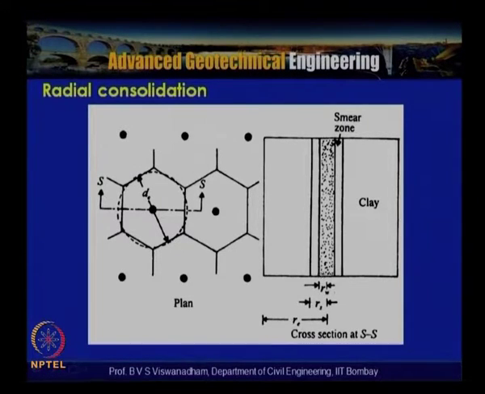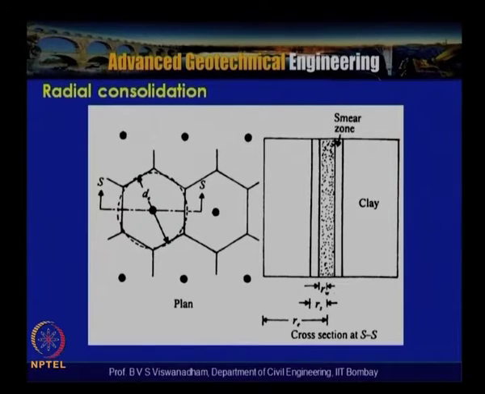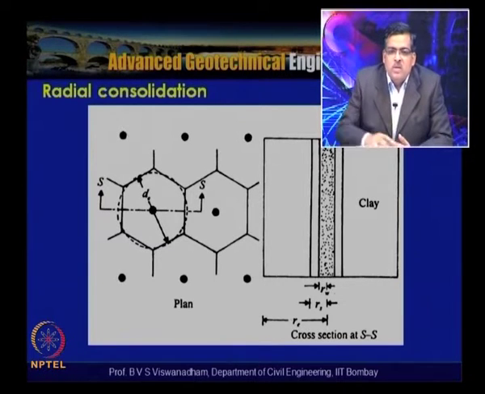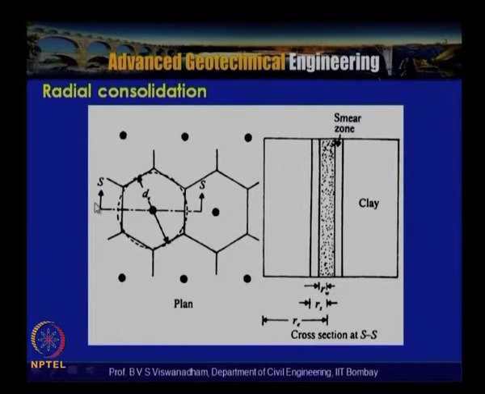When Rs is equal to Rw, it means there is no smear, that is, the installation has been done in such a way that no smear has taken place. Rs is the distance from the center of the well to the farther end of the smear or completely remolded zone, and Rw is the radius of the well. This is the cross section at SS. This is one unit cell for a typical triangular layout, and this is the plan view of a triangular layout of the sand drains.